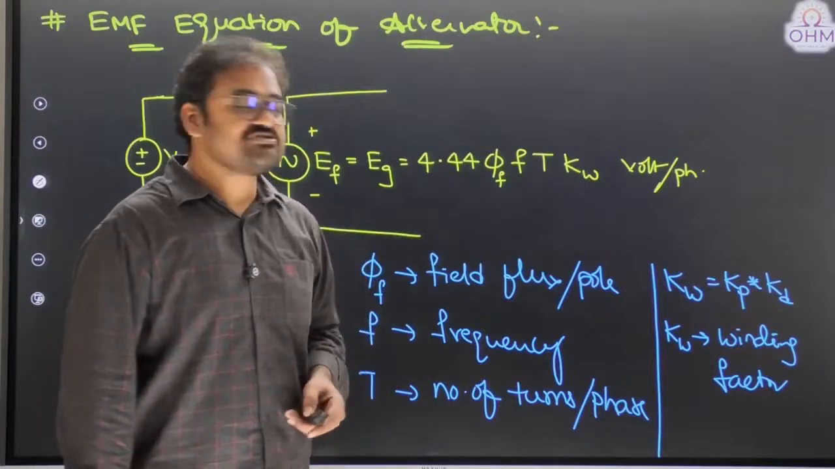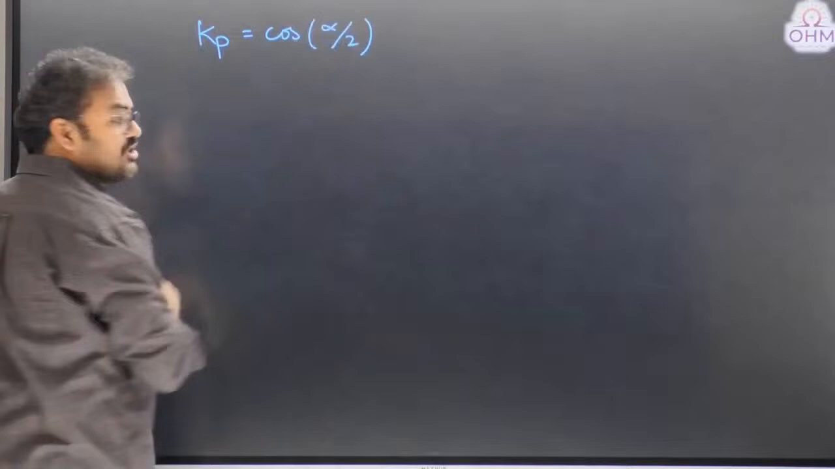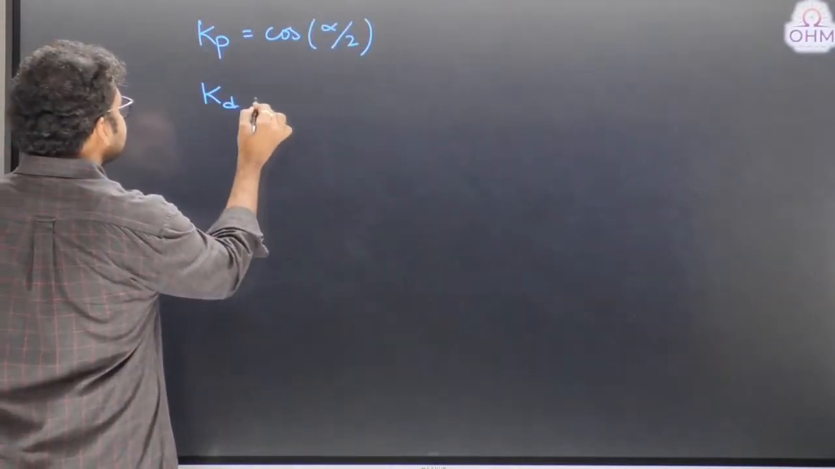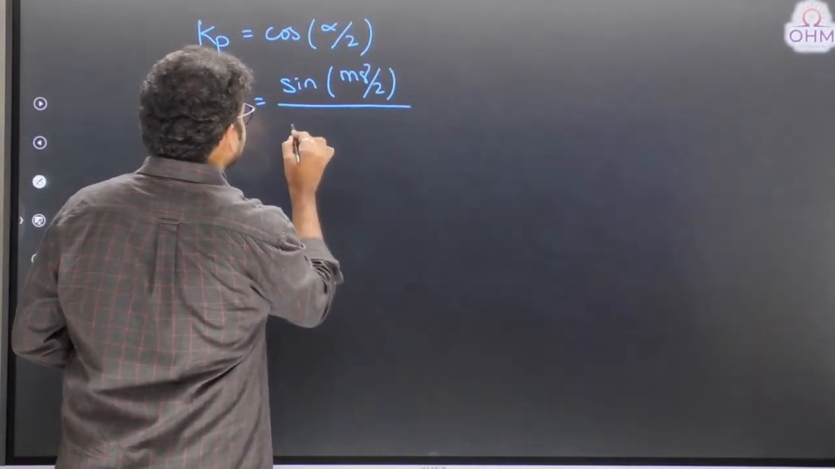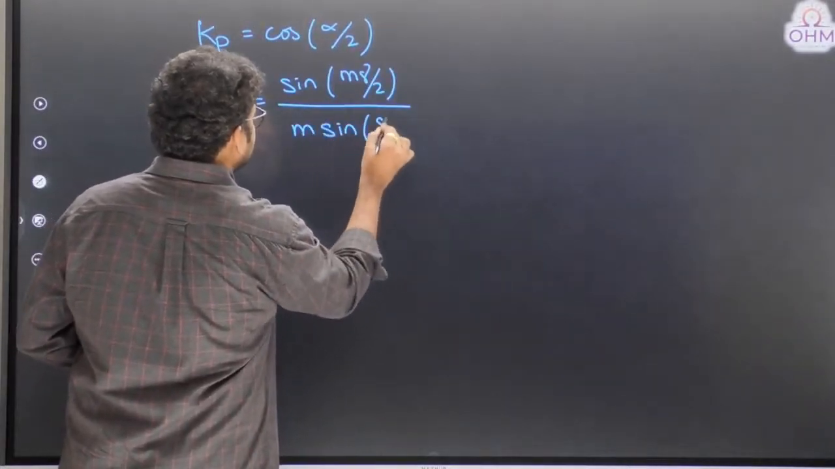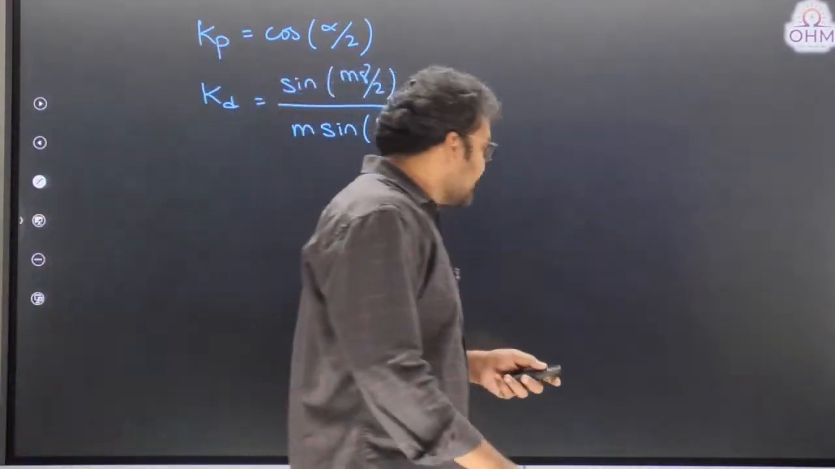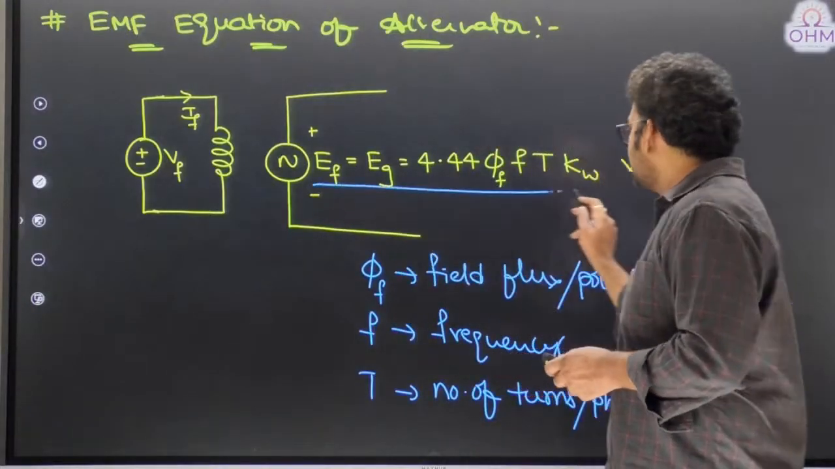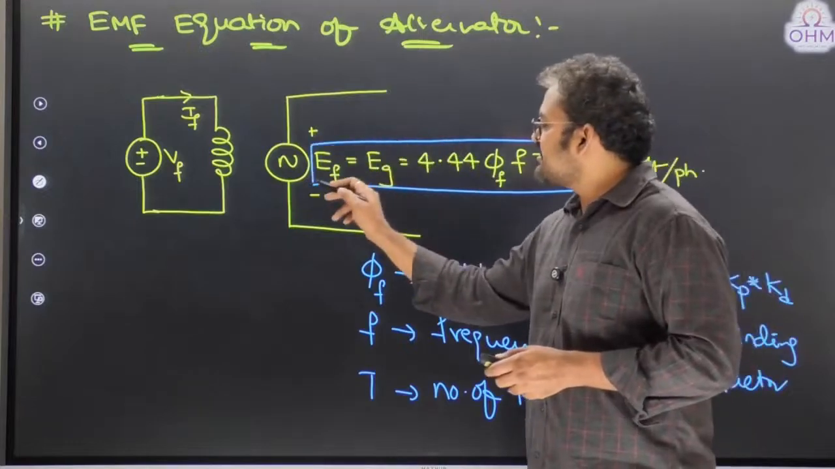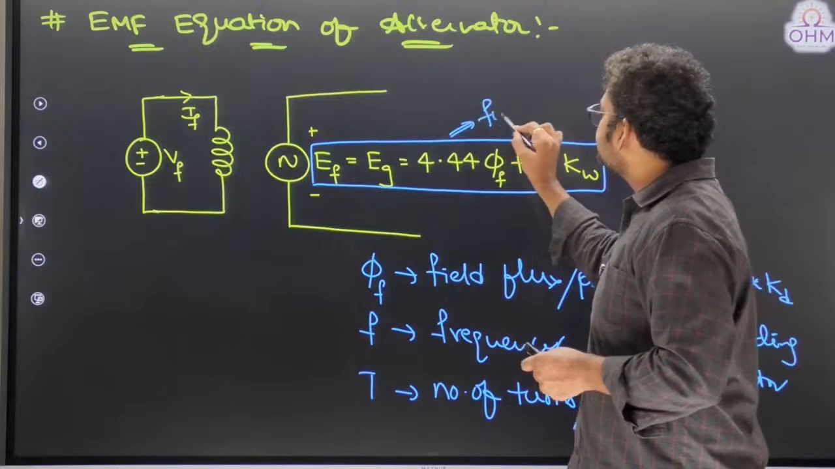What is the formula for pitch factor? We already discussed, pitch factor is equal to cos alpha by 2, where alpha is the short pitch angle. Distribution factor is equal to sin m gamma by 2 divided by m sin gamma by 2. That is the value of distribution factor. And remember, whatever equation I have written here, this is the induced EMF per phase in armature winding with respect to the fundamental component.